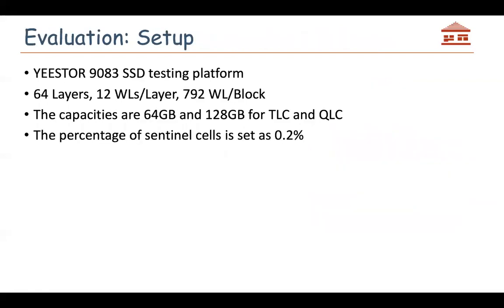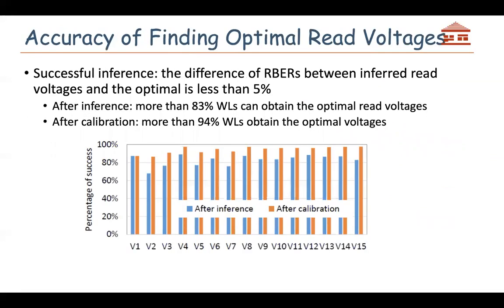Our evaluations are conducted on the Easter SSD testing platform. Both TLC and QLC flash chips are evaluated. By default, the percentage of sentinel cells is set as 0.2%. First, we show the accuracy of finding the optimal read voltages. After inference, more than 83% of word lines can obtain the optimal value of read voltages, and after calibration, 11% more word lines can obtain the optimal value.